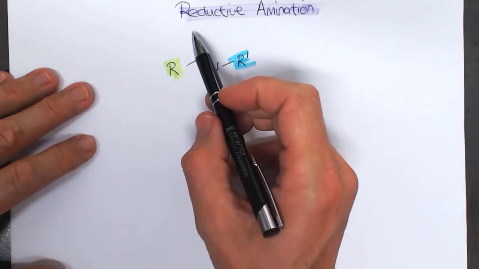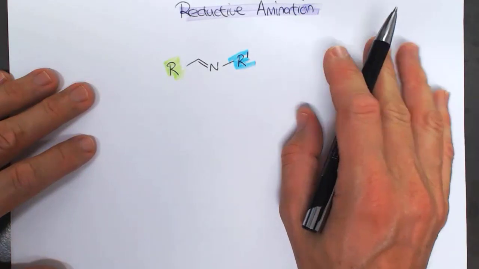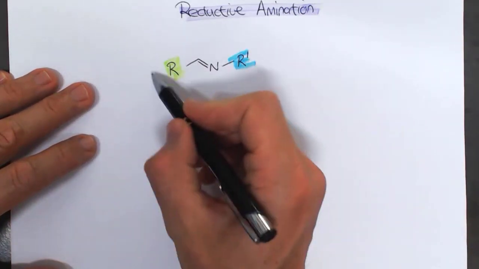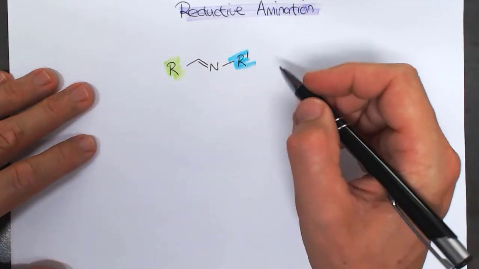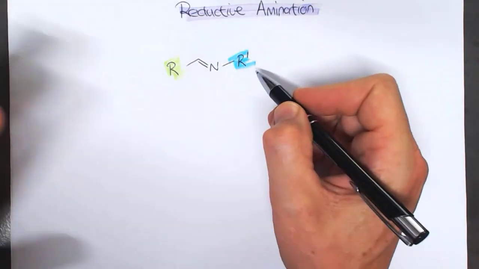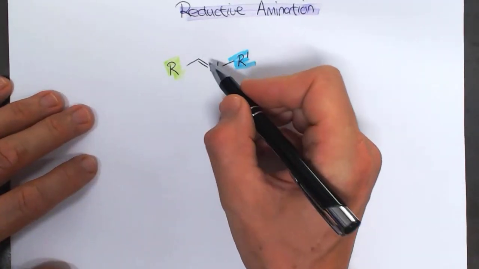I want to talk about a principle known as reductive amination. It's a very cool principle and really nice reaction that we can do in organic chemistry. And we need the imine for this to occur. If we look at an imine like this over here, which we've learned how to make, in this case, from a primary amine and an aldehyde.